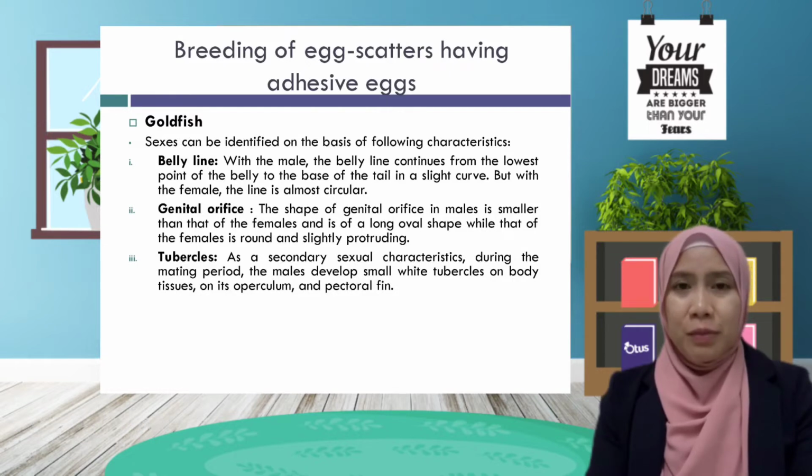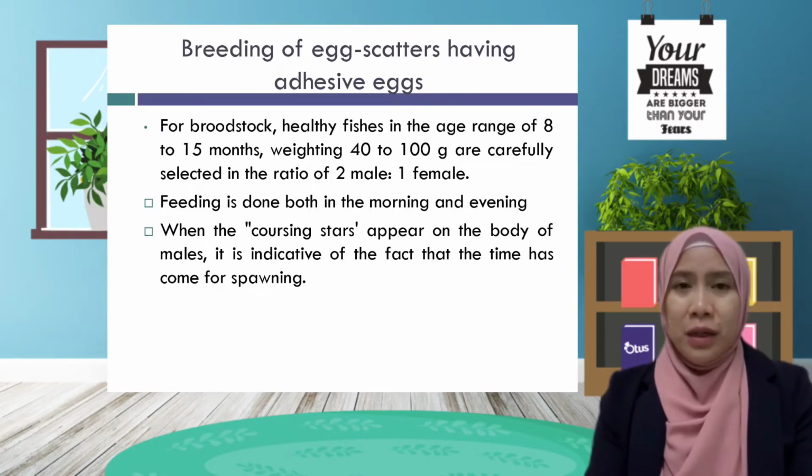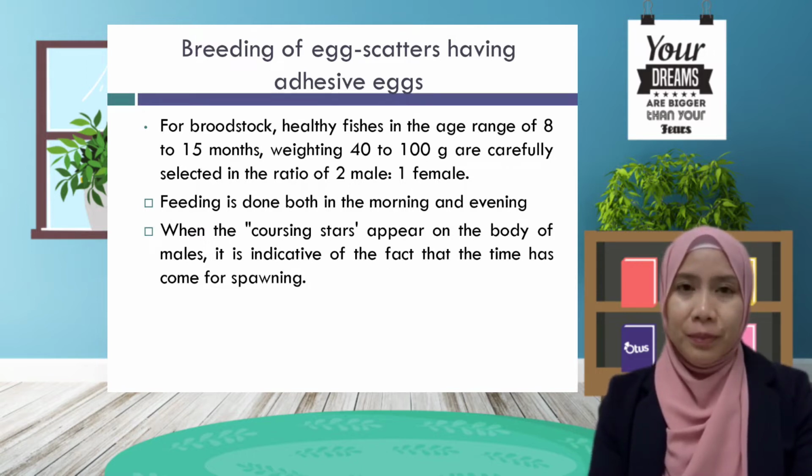For developing the broodstock, healthy fishes in the age range of 8 to 15 months, weighing 40 to 100 grams, are carefully selected out of the parent stock in the ratio of 2 males to 1 female and maintained sex-wise in separate tanks. Feeding is done both in the morning and evening with live feed and artificial feed.